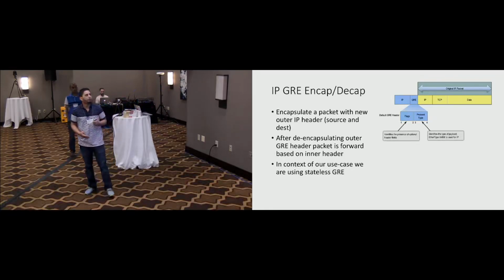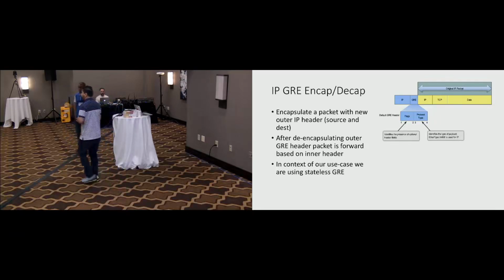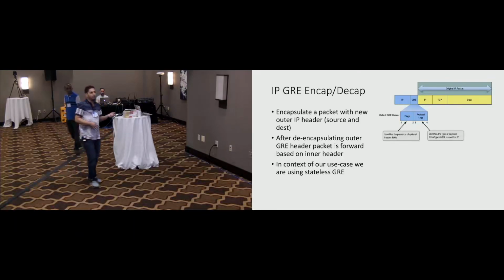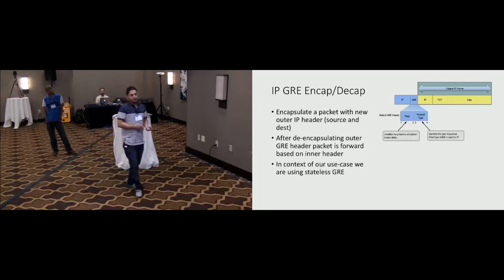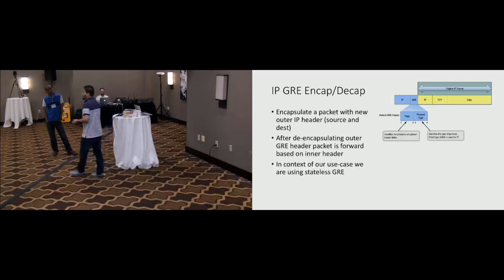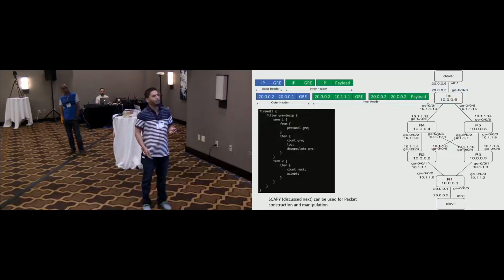So here, I'll just give you a quick overview of GRE. GRE is the Generic Routing Encapsulation protocol. What it does is encapsulate your IP packet in an outer IP header that can have a new source and destination. And once you de-encapsulate that outer header, the packet gets routed based on whatever the inner IP header is. And we are talking here about stateless GRE. We are not talking about establishing a tunnel or anything of that sort. And in the next slide, I'll give you a more detailed example of it. So if you're interested in using this solution, I'll tell you more about it.